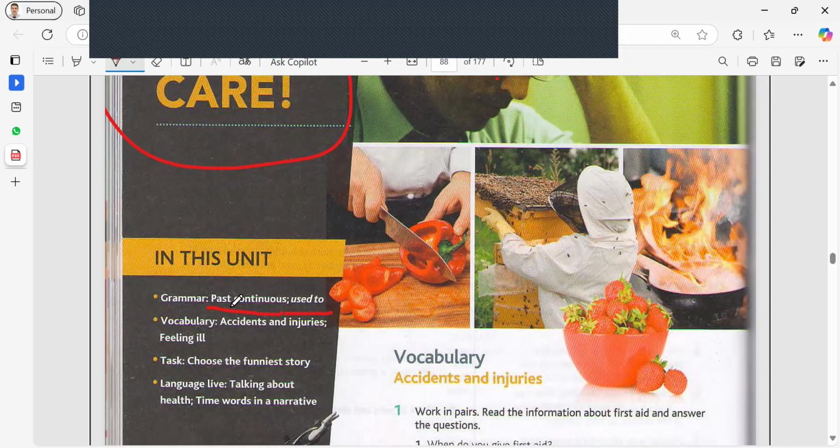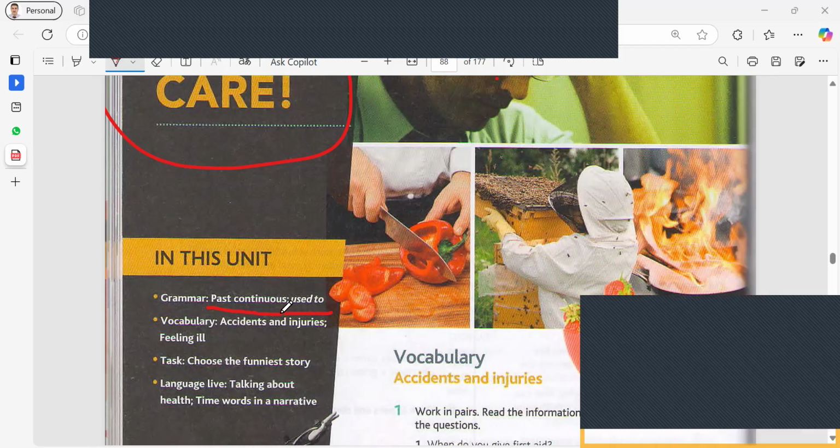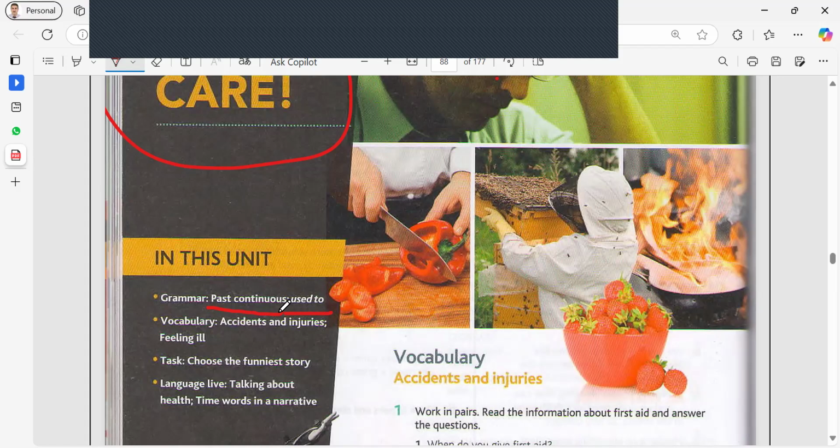So how to use past continuous? I think this is not new for you. You already finished this verb tense. But in this unit, we should explain further details about how to use past continuous and how to use used to express your past habits. So this is really important for your B1 level.